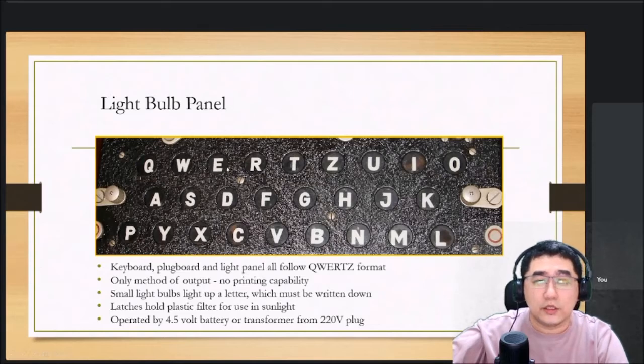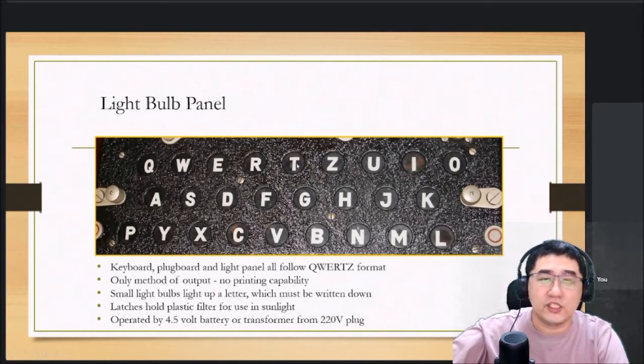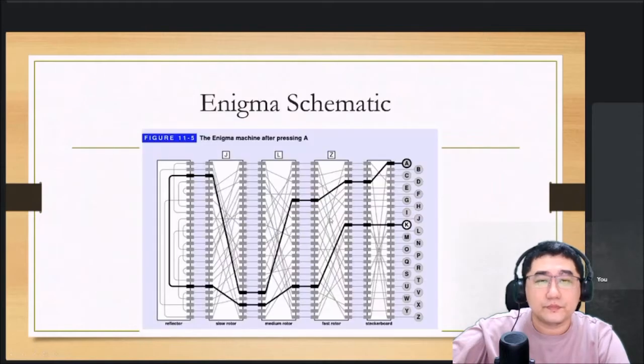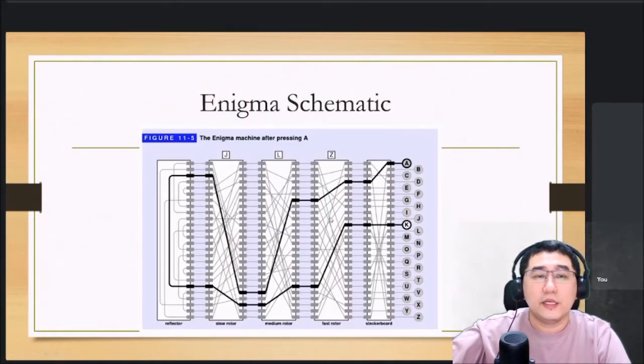Once you press the button, the light will light up here. So maybe A goes to T, so the T will be lit. So what exactly is the mechanism of the Enigma machine?